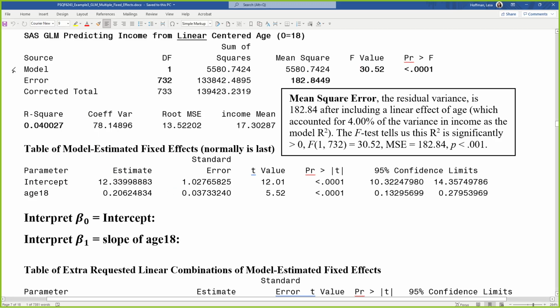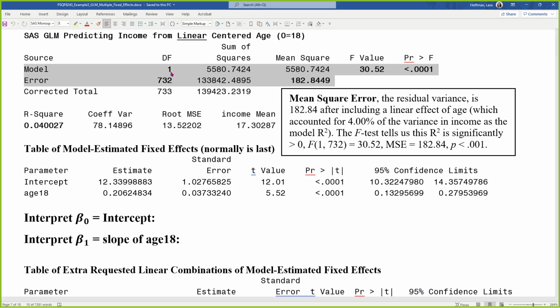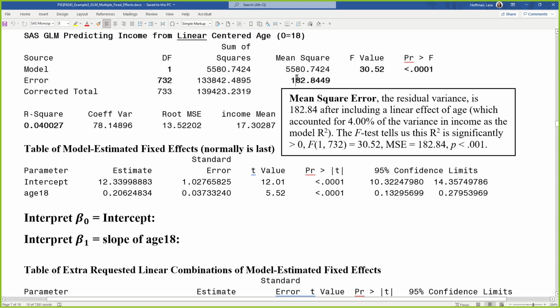So I have my model here, the first piece of output. I have 1 degree of freedom for the model. Why is that? Because we only have 1 predictor, 1 slope, exactly. And 182, that's my residual variance. So that's all of the variability in income after being predicted by a linear slope of age. That F tells me that my model is significant. An F of 30 with a p-value that's much less than 0.05, my alpha. How good is it? R square, 0.04, 4% good.